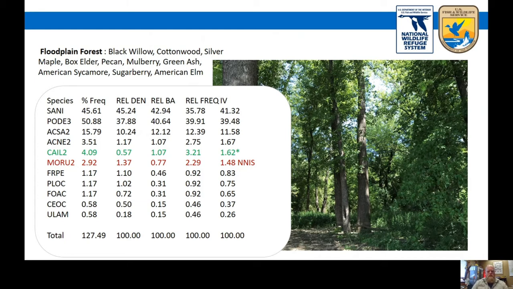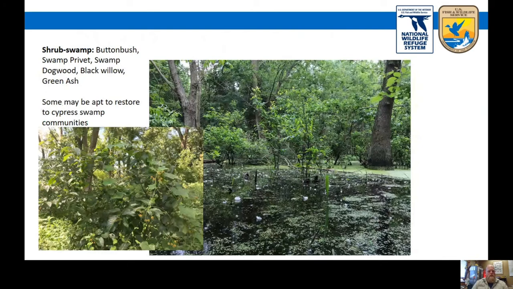Shrub swamp communities also include buttonbush, swamp privet, primarily some swamp dogwood, standing black willow, and green ash. Some of these communities may be apt to restore to cypress swamp communities with additional planting. Currently, none contain cypress. Shrub swamp communities are roughly about 8% of the refuge.